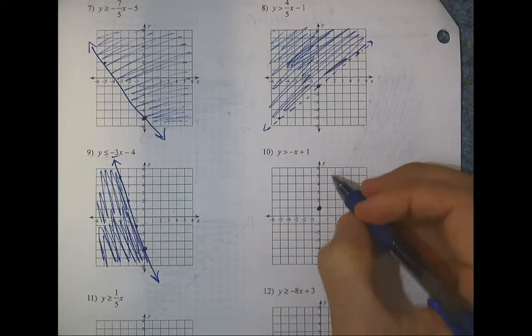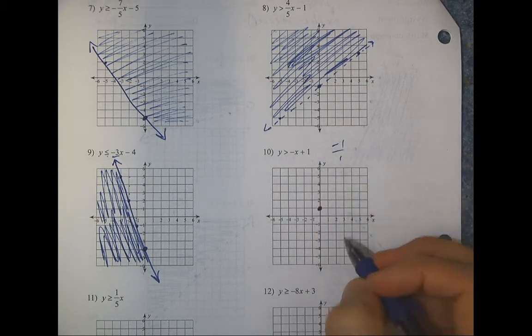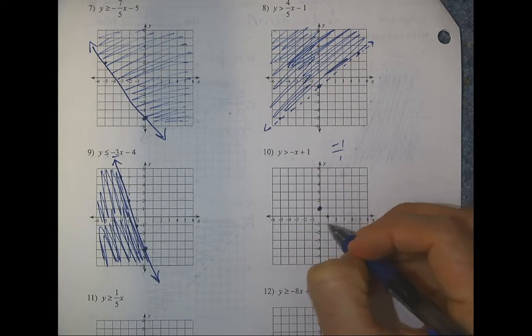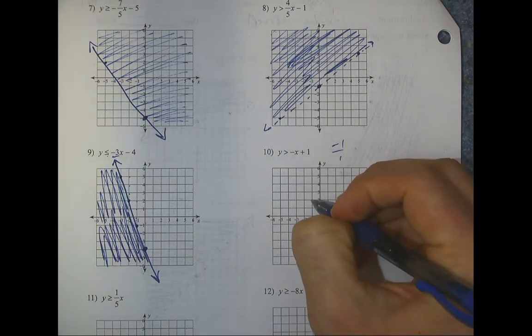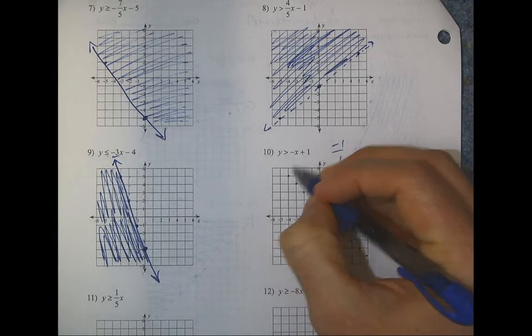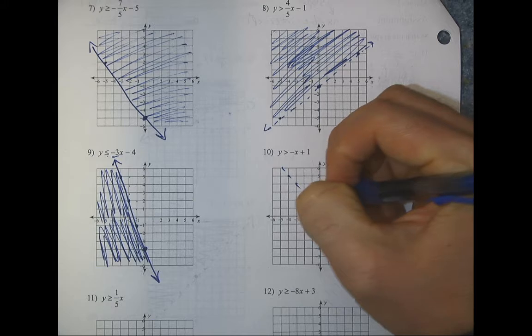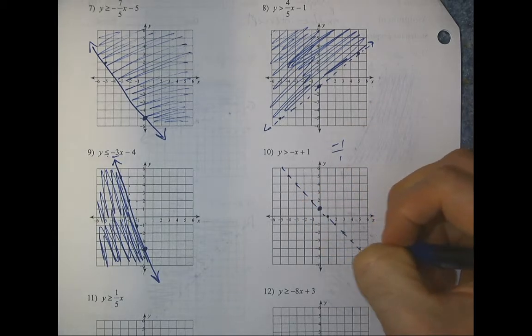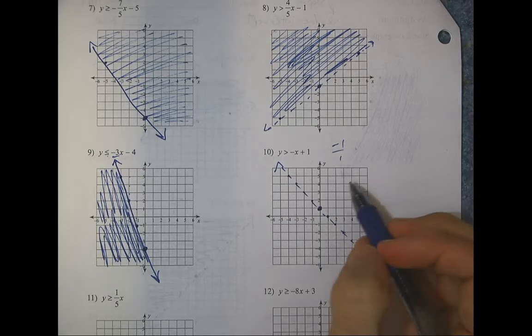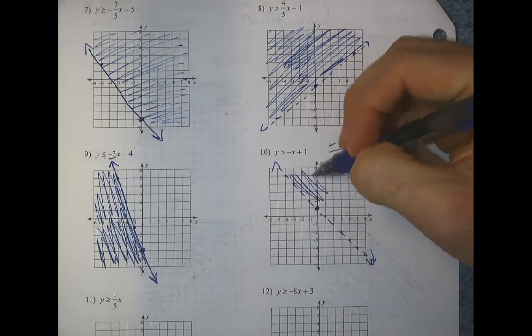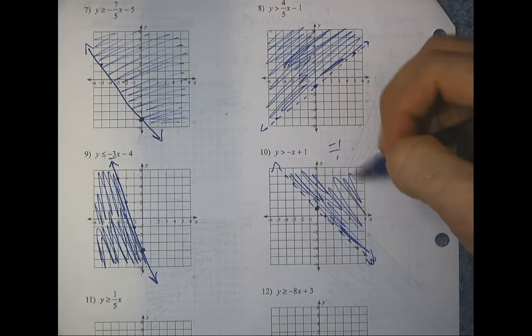Number 10, crossing at 1. Slope is -1. Remember what that means? -1 over 1, that's down 1 over 1. And we're going to have a dotted line here. It says y is greater than, so we are shading all the y values that are above our intercept.